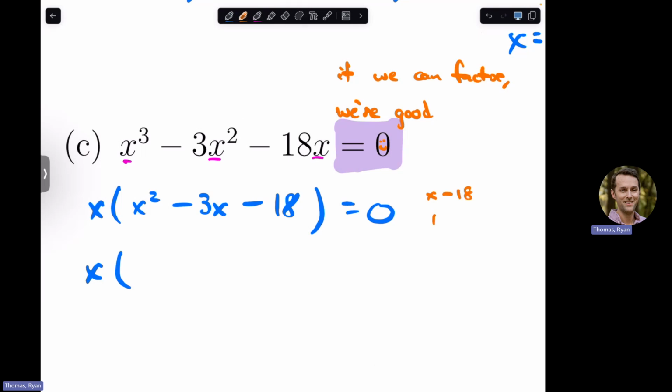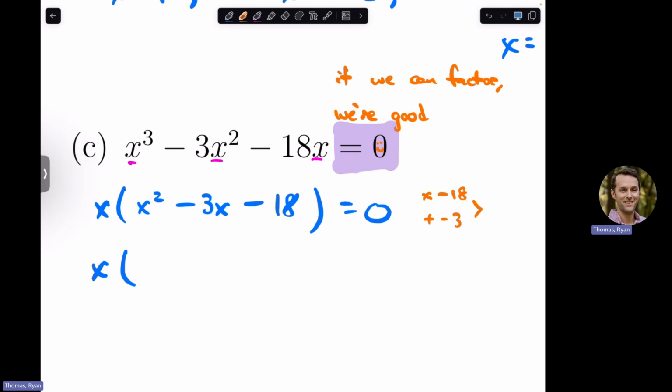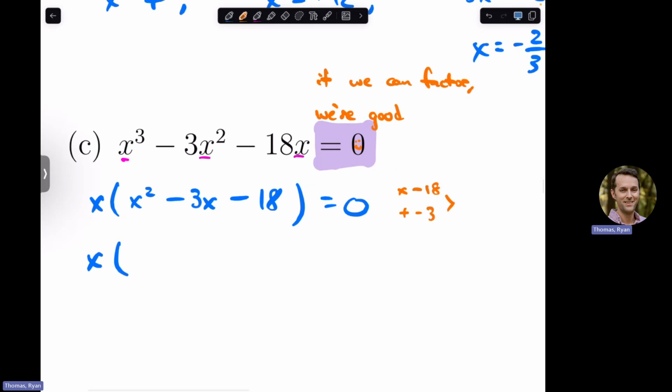That's an 8. What multiplies to negative 18 and adds to negative 3? Negative 6 and 3. So this becomes x minus 6 and x plus 3.